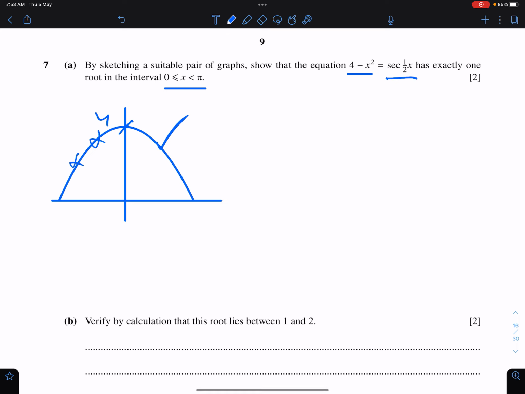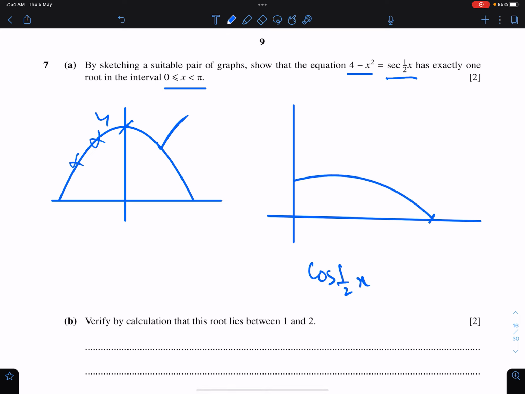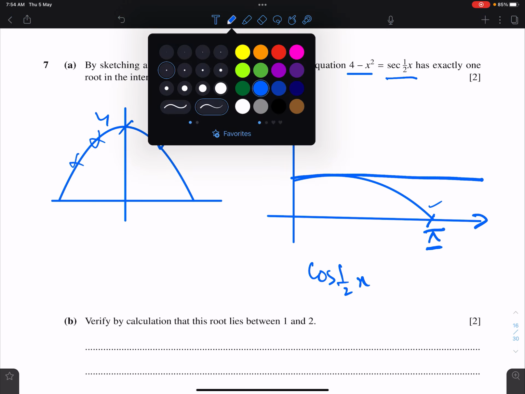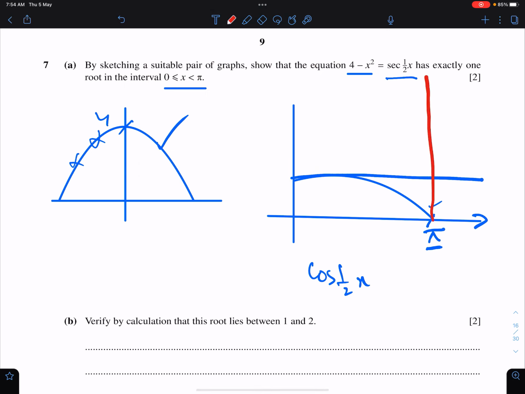And sec half x, this means first sketch cos half x. So this is cos half x. Cos half x intersects x-axis at pi. You all know how to sketch cos half x. So this is cos half x and this is sec. Sec is the reciprocal of cos. So this is sec half x.